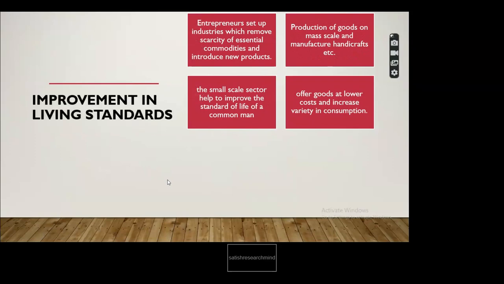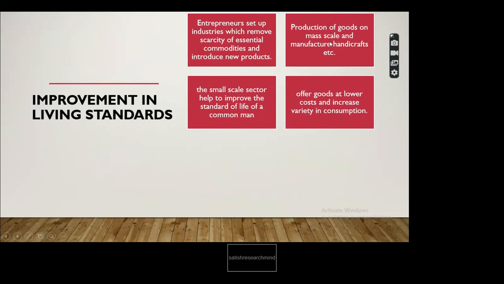Improvement in living standards, along with what we discussed previously: employment generation, national income, economic independence, economic power. All those come under importance. These factors help improve living standards in our country. Entrepreneurs set up different types of industries, which remove scarcity of essential commodities and introduce new products that help improve our living standards.